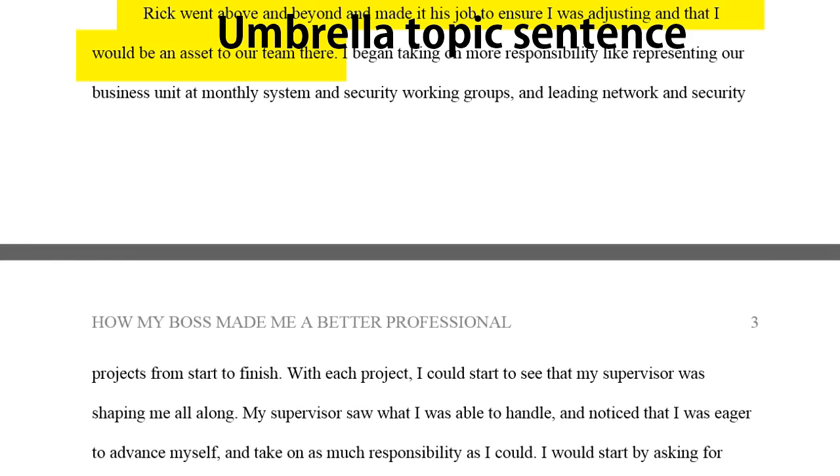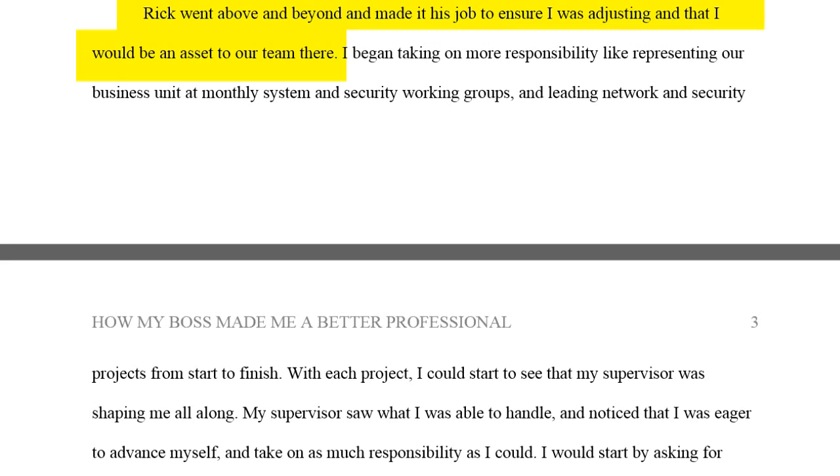Once again, we begin with a clear topic sentence that serves as an umbrella for what the paragraph will discuss. Rick's continued support. The paragraph begins, Rick went above and beyond and made it his job to ensure I was adjusting and that I would be an asset to our team there.